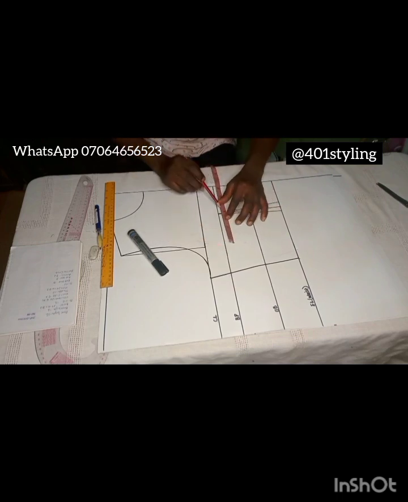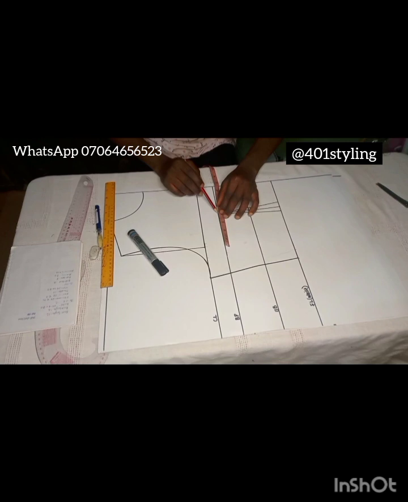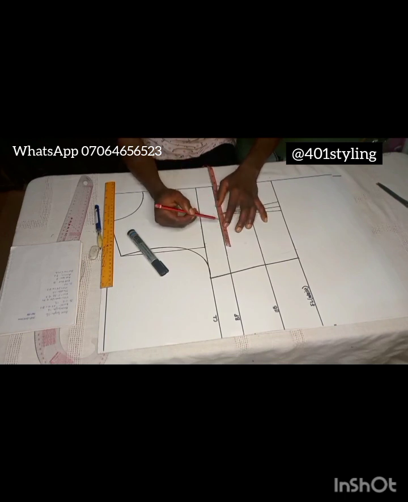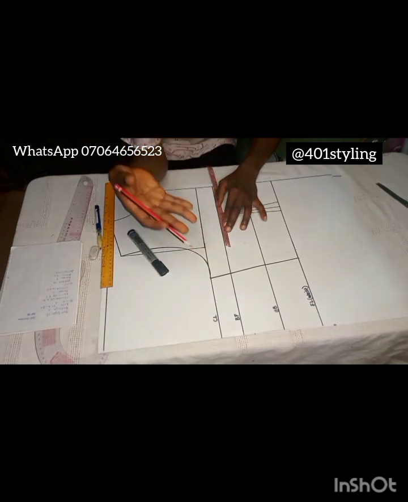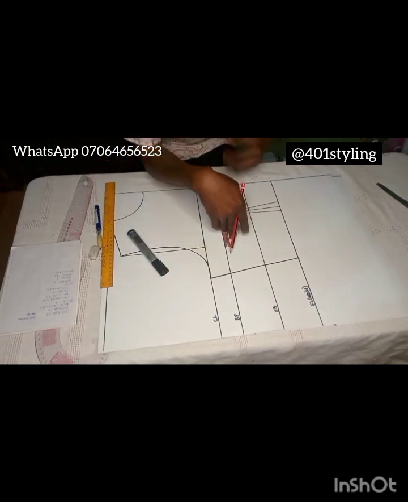So from my bust point, I like to come out by 2 inches, or 1.5, depending on your preference, because there are some ready-made tops that you buy where, if you look around the bust, you see a small dart around that place.